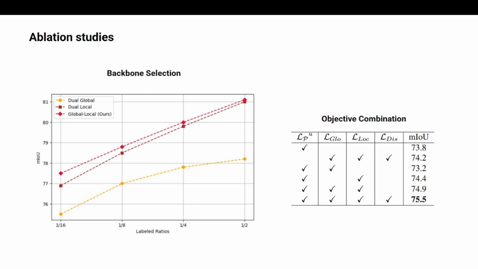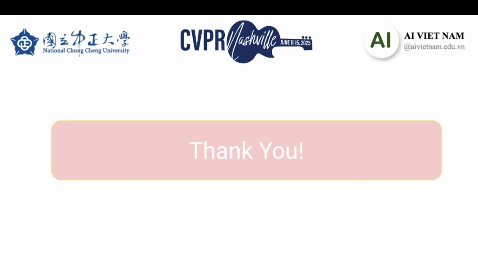In conclusion, combining a transformer global backbone and a CNN local backbone provides complementary strengths, and each loss component contributes uniquely, with discrepancy learning playing a key role in balancing the dual teacher guidance. This combination is essential to achieving state-of-the-art segmentation performance. Thank you for listening.